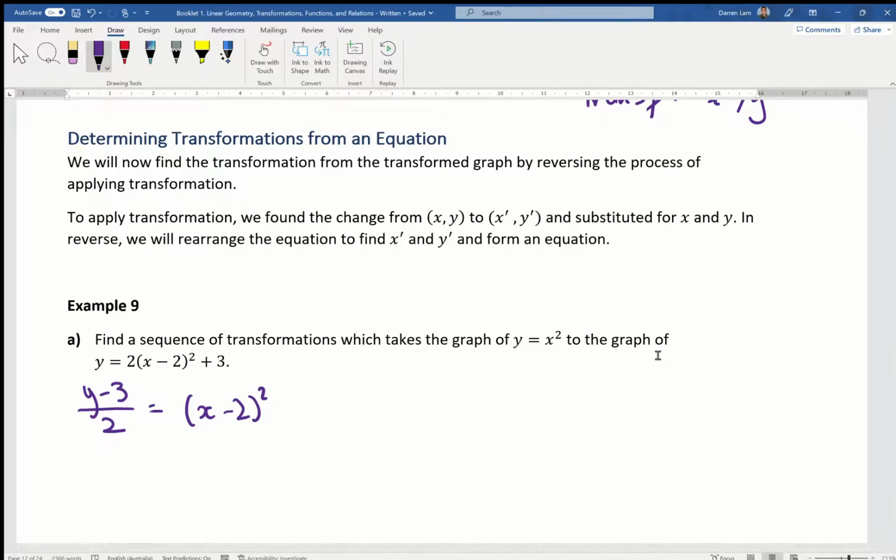Now, I'm going to write y equals y dash minus 3 over 2. Note that the dash comes into the transformed equation. This rearranges to y dash equals 2y plus 3. I'm going to assume that we're okay with transposing.